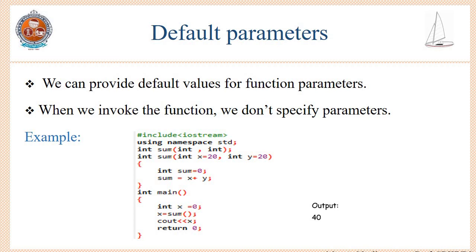So in this example, I'm adding two numbers. From main, I have declared and initialized the x value as 0, and I'm calling a function sum. Here I have not passed any values, but I have declared values in the function definition, where you are initializing the values. So if you add up these x and y values, you will get 20, and that value will be displayed on the output.